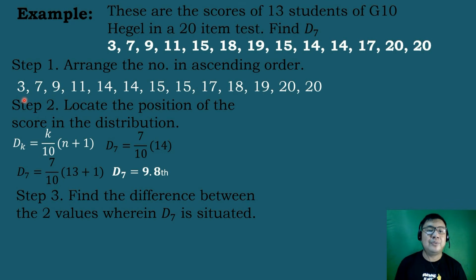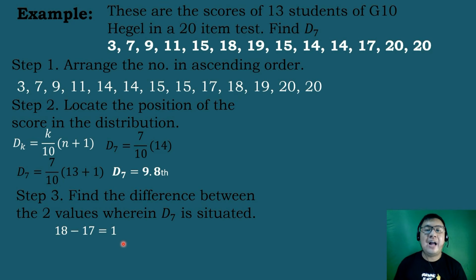So we will count the 9th and the 10th number. So this one is the first one, the second, third, fourth, fifth, sixth, seventh, eighth, ninth, and this one will be the 10th number. So we will get the difference of these two numbers. So we have 18 minus 17 is equal to 1.